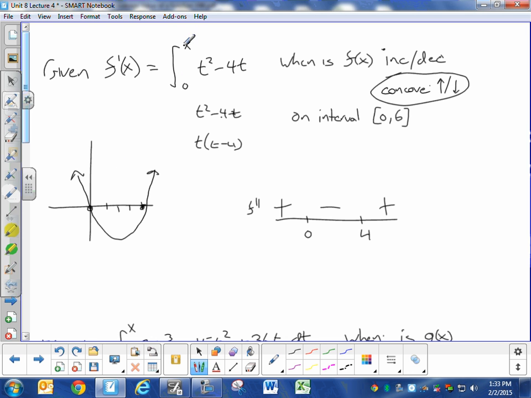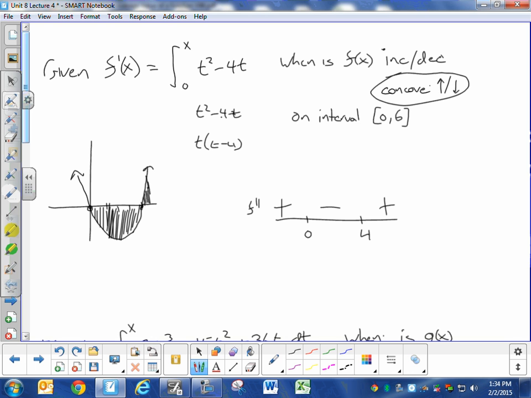Well, no matter where x is between 0 and 6, well, not between 0 and 6. Probably should be between 0 and 4 to make this question fair. Because my area here is all negative. So I'm just going to be continuing to decrease if I'm continuing to add negative values. No, it's fair. But then from 4 to 6, I'm adding this positive area.